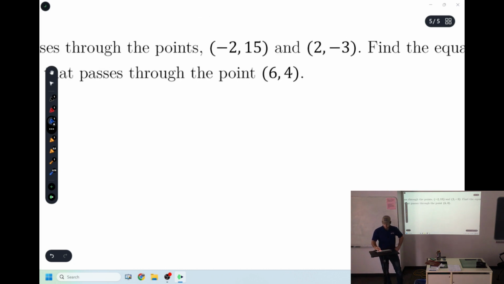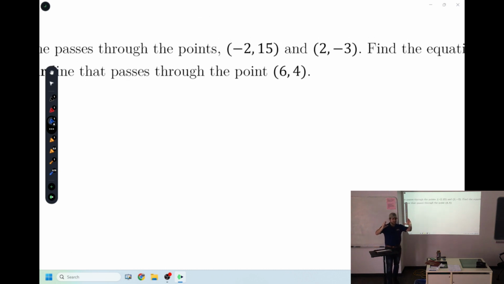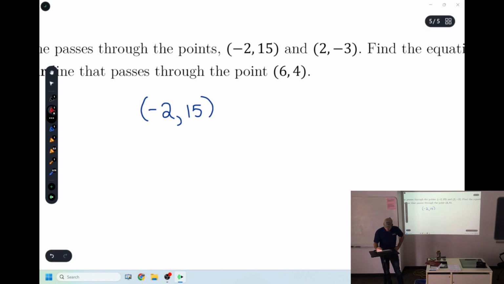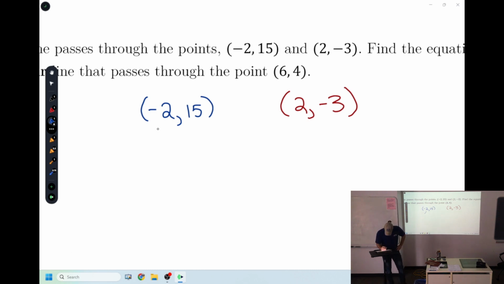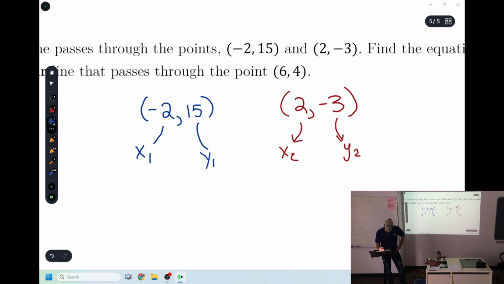Let's label them. All right, I'm going to talk slower. This is it. If you don't watch anything and you need to go home and relearn today, this problem is everything we've done. Negative 2, 15, and 2, negative 3. Let's label them. Give me some labels. You're saying x1. Oh, I messed up. y1 and 3, negative 3 is. Okay.